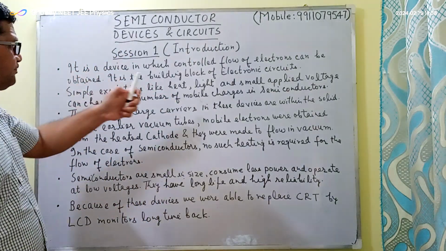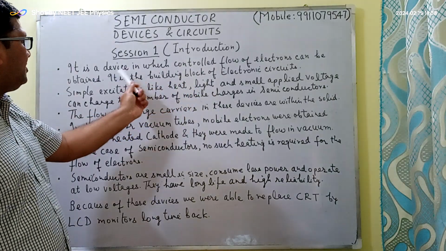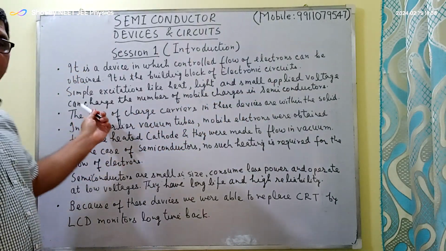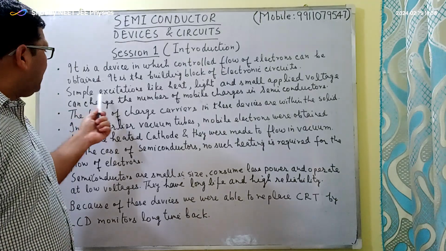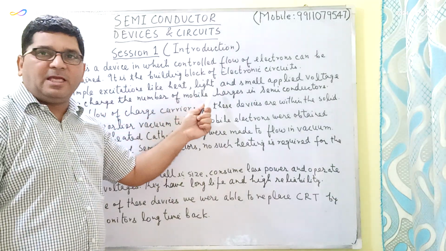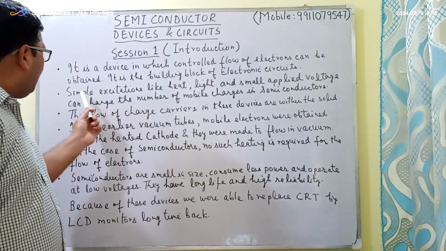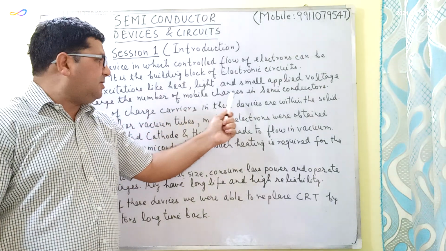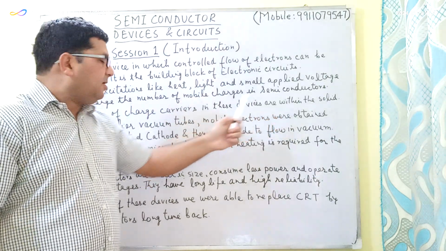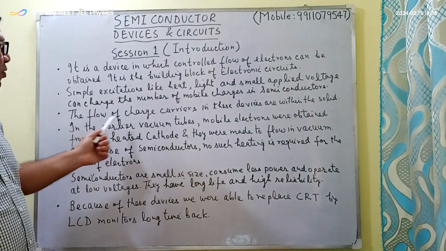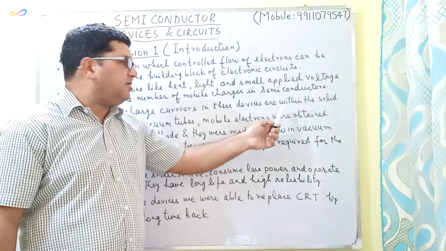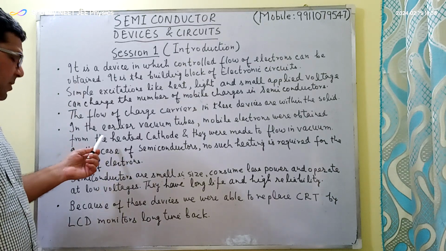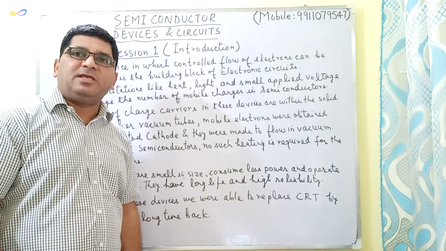Second thing, as I have already written in this definition, we can achieve the controlled flow of electrons. Now, this controlled flow of electrons can be achieved with the help of simple excitations. Simple excitation means heat, light and small applied voltages. That is, by the application of heat, light and small applied voltages, we can change the number of these mobile charges in the semiconductor. Third point is that the flow of the charge carriers in these semiconductor devices is within the solid itself.